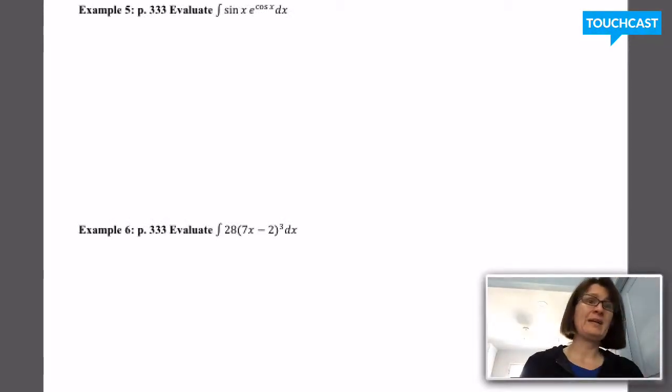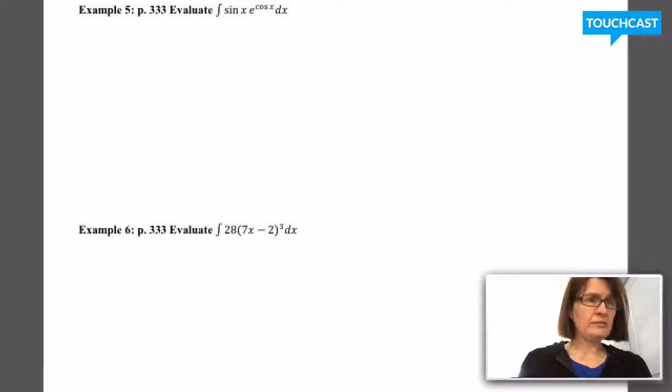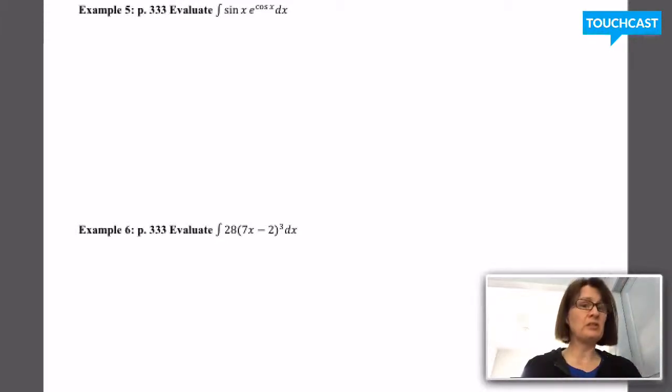So now when I want to evaluate this integral, sine of x times e to the cosine of x dx, I check: there's only one variable, so that's good. I notice that there's a product in my integral, sine of x times e to the cosine of x. If a substitution is going to be successful, that means that this integrand must have been the result of taking the derivative using the chain rule, which means that one of the factors in my integrand should be the function, and the other factor should be the derivative of the function.